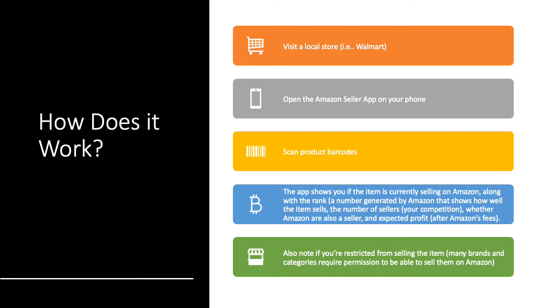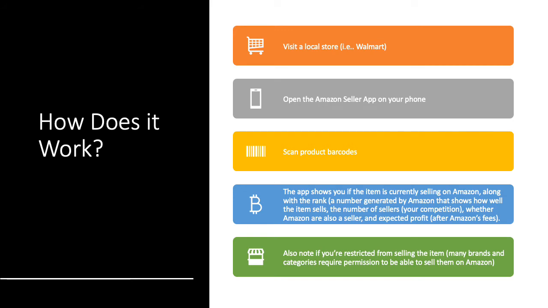First of all, you're going to go out and you're going to visit a local store, for example, Walmart. And once you're in that store, you're going to want to go around and start scanning products on the shelves, barcodes, using your smartphone and that Amazon Seller app, which you'll need to pop open on your phone.